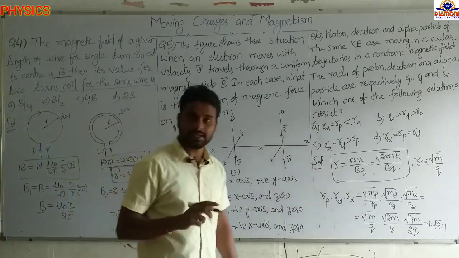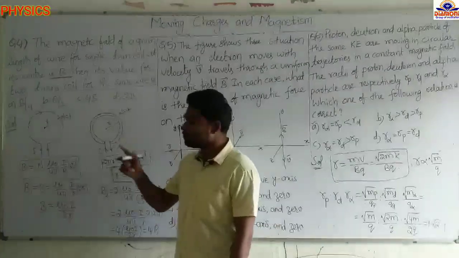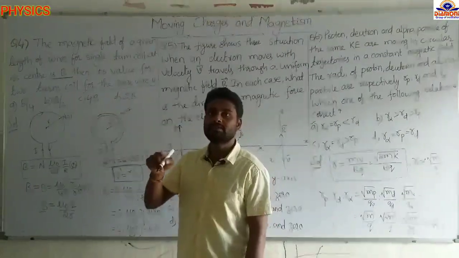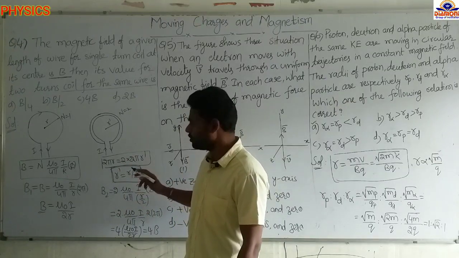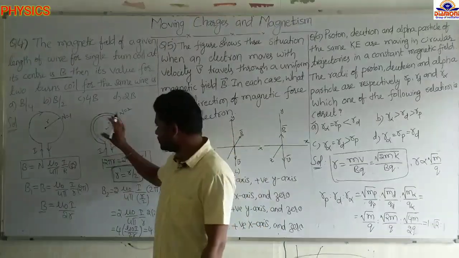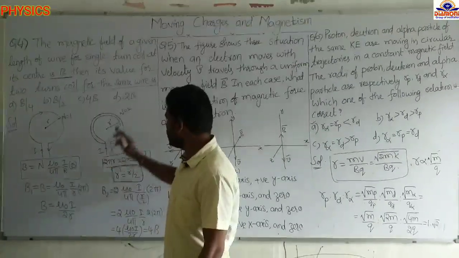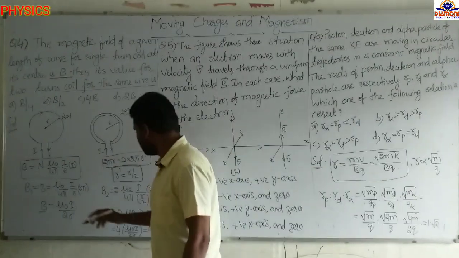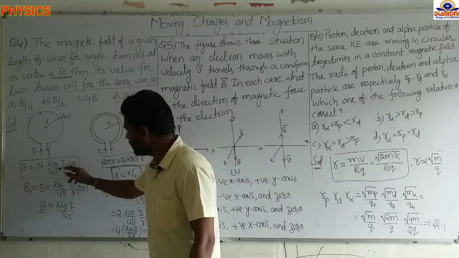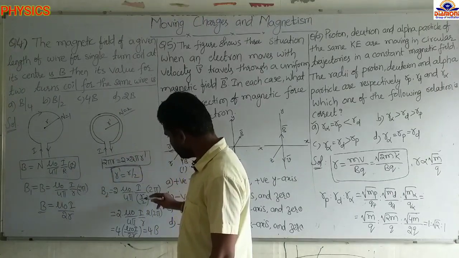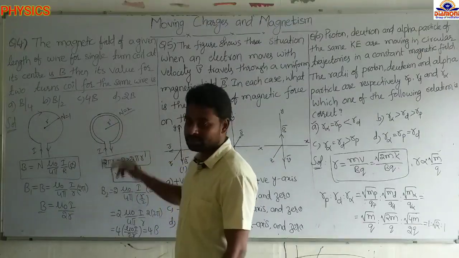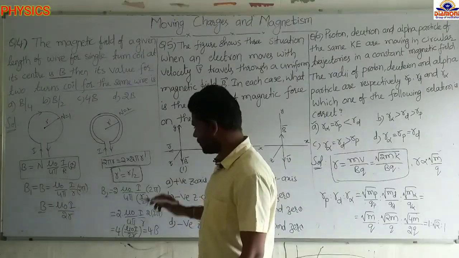If a single turn is there, the radius is r. If the same wire is made into 2 turns, then the radius will decrease. How much will it decrease? The decreased radius is r dash equal to r by 2. Now for this one we have to apply the same formula. How many turns are there? 2 turns. n equals 2. 2 into mu naught by 4 pi into I by r, where r is the radius of this one. What is the radius? r by 2. The angle made by the circle is 360, 2 pi. Substitute here.